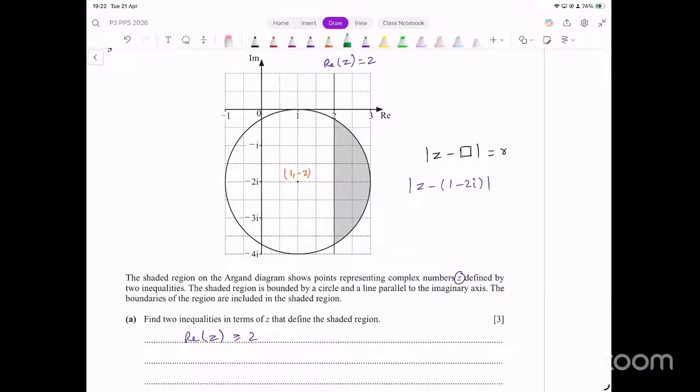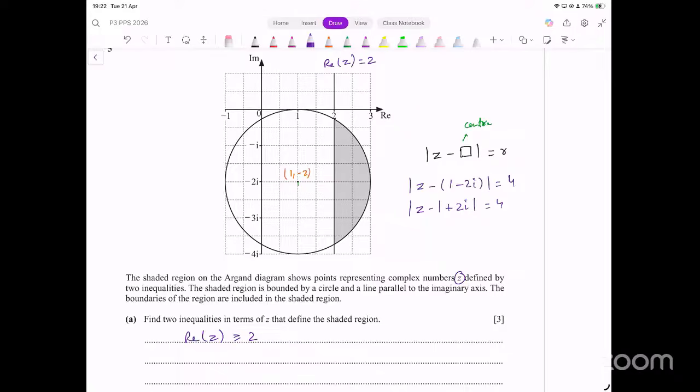This is the center. Then what about the radius? From the center, you can see 1, 2, 3, 4. It's 4 units to the circumference. So the radius is equal to 4. That's the equation of the circle. Okay, you can simplify this as well if you want. If you simplify this, that gives you modulus of z minus 1 plus 2 iota equal to 4. That is the equation of the circle.